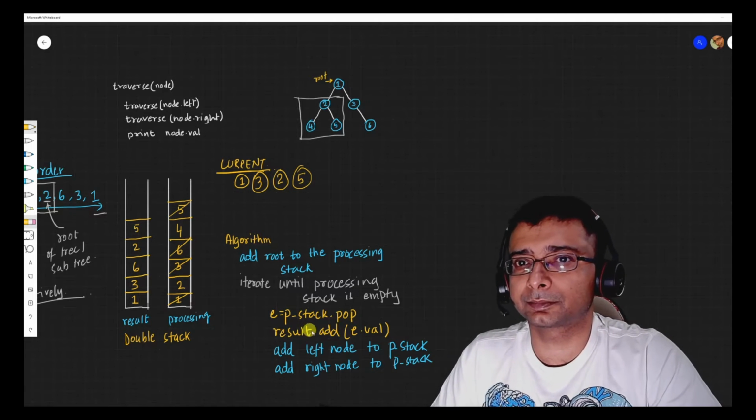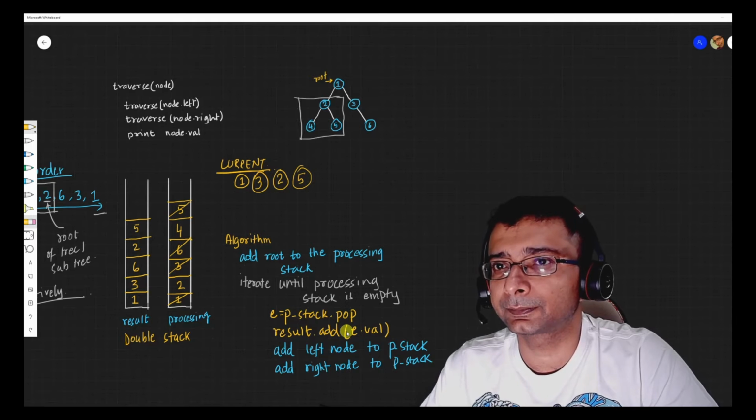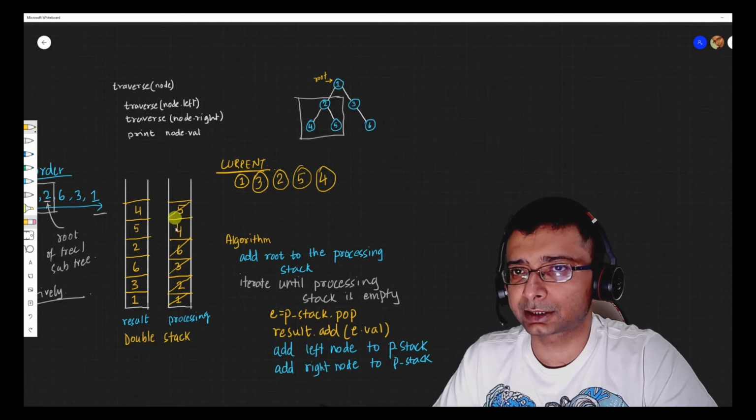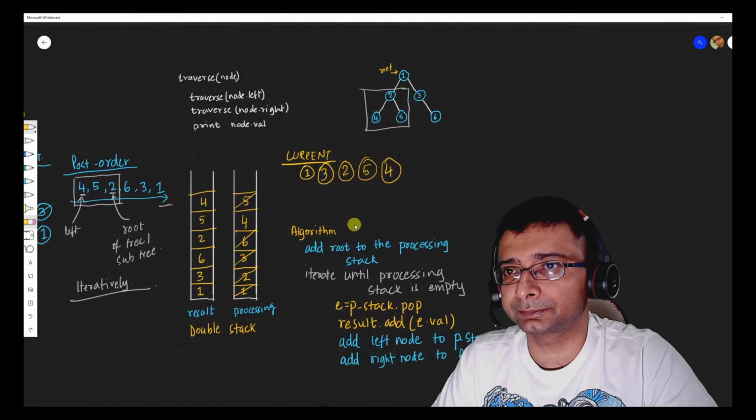What we get is a 4. Sorry, this 2 was also done. So we get a 4. So we add the 4 over here, and we are done with this stack. Now this stack is empty for us, right?